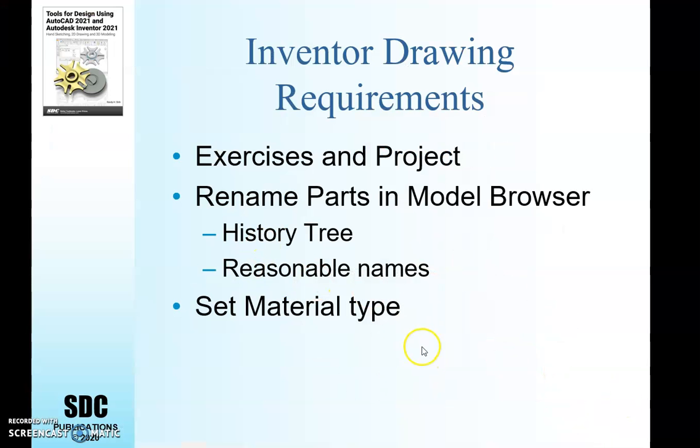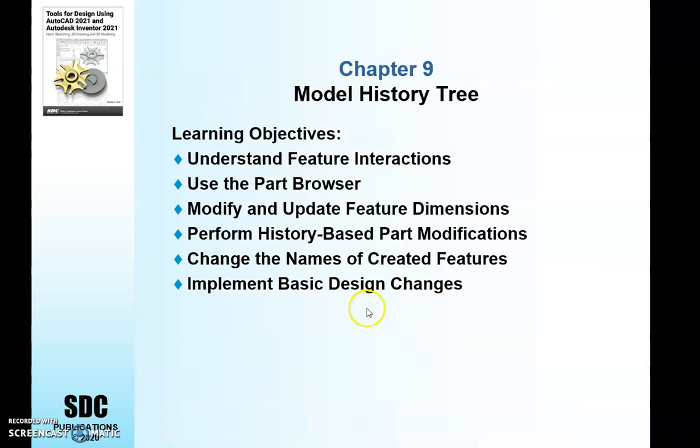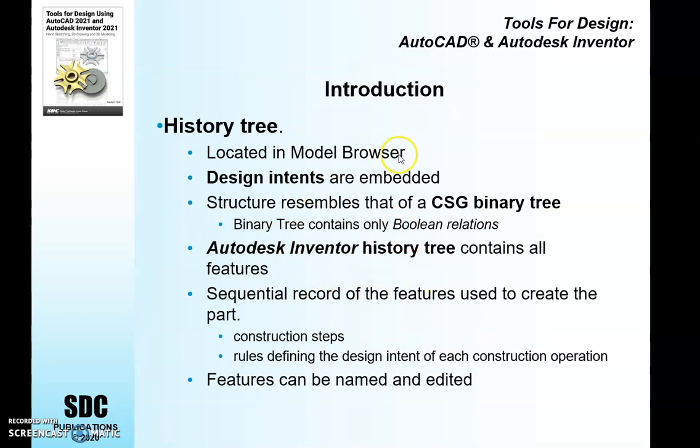Now we're ready for Chapter 9. His focus in Chapter 9 is what he calls the model history tree, which is in the model browser there on the left, and how to use it to modify parts and how to change it. He adds a couple of other things.